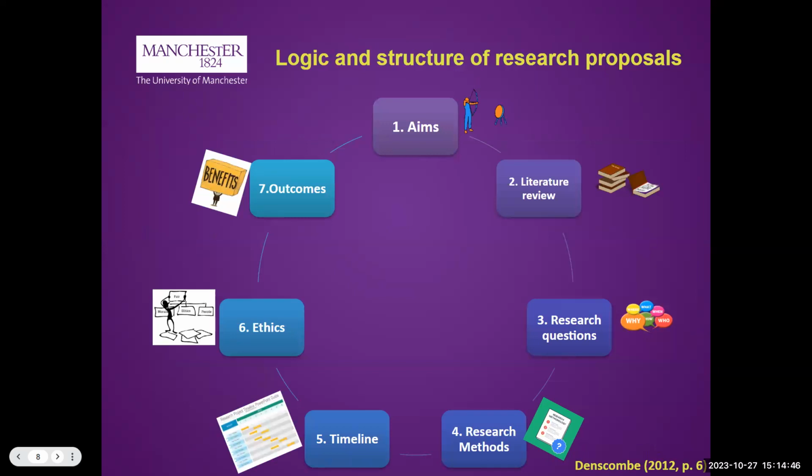Structures of a proposal. We have a general structure here. The logic always follows, you state the aims, then you go and write a little bit of the literature review, what's known already. Then you have your research questions, then methodology, you do propose a timeline, and you go through some of the ethics that you're going to be undertaking. And finally, you do need to state your outcomes. And by outcomes, we mean our contributions.